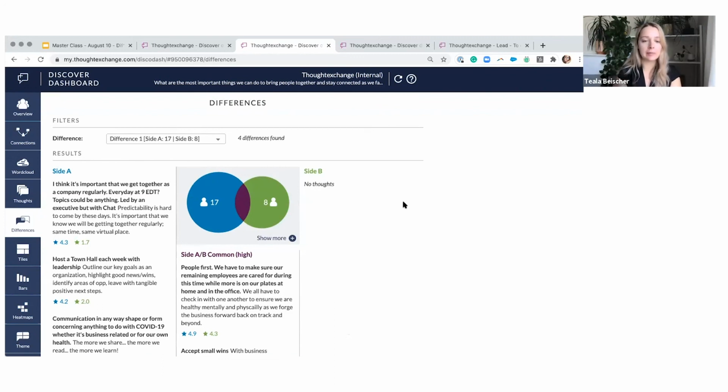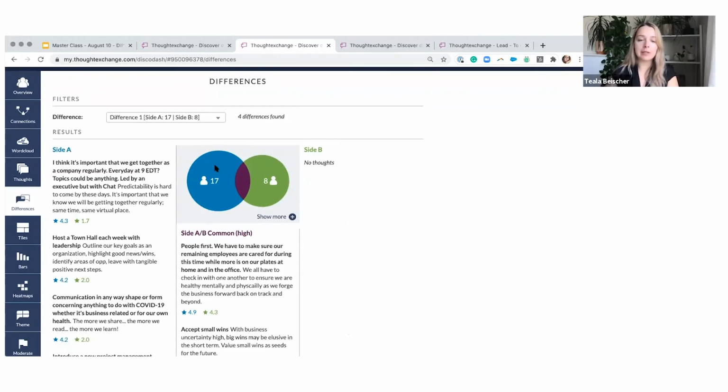And in this case, what I can think of is that side B didn't highly agree on anything that side A disagreed on. And that can be really powerful for you to understand, because now you know that this is your set to take action upon with the disagreement.